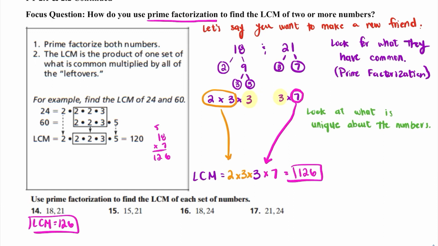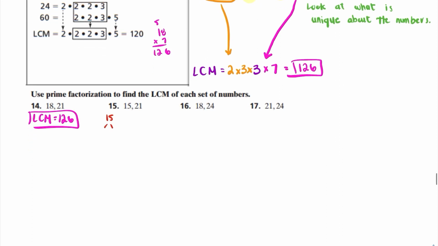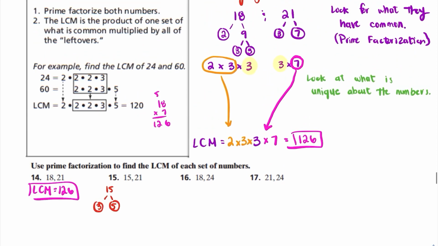So 15 and 21 are trying to become friends. Let's look for what they have in common. Let's prime factorize both of these numbers first. So 15, what is the smallest prime number that goes into 15? Well, 15's odd, so I know 2 doesn't work. 3, does 3 work? Yes, it does. So this is 3, and then 3 times 5 gives me 15.